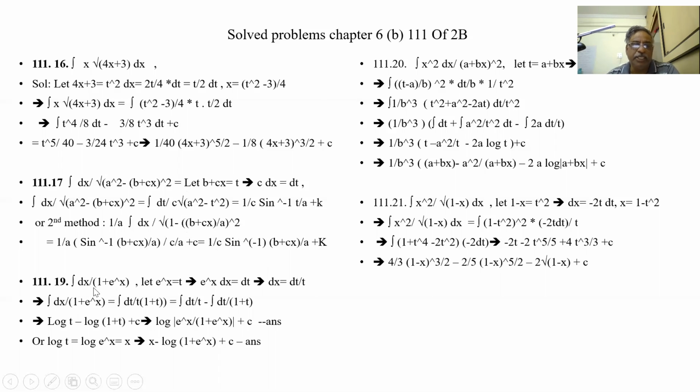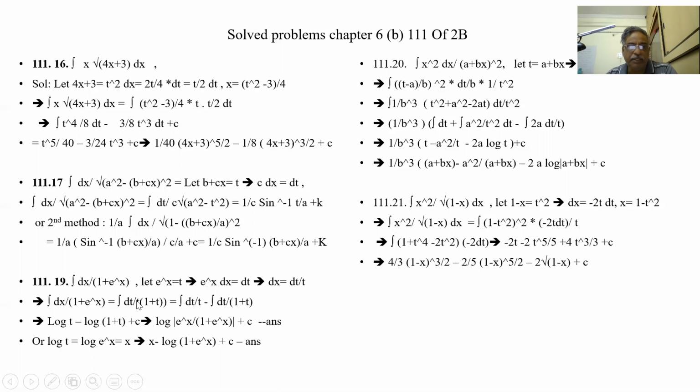Let us take dx by 1 plus e to the power of x. Let e to the power of x be t. So dx is equal to dt by e to the power of x, that means dx is equal to dt by t. So I am substituting here dt by t into 1 plus t.